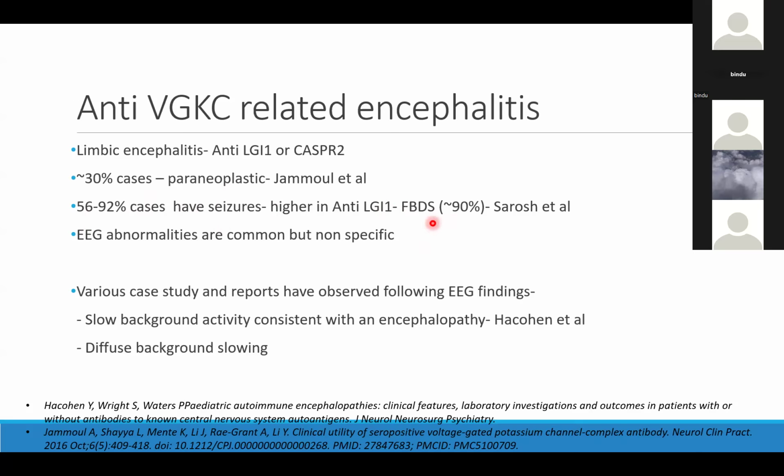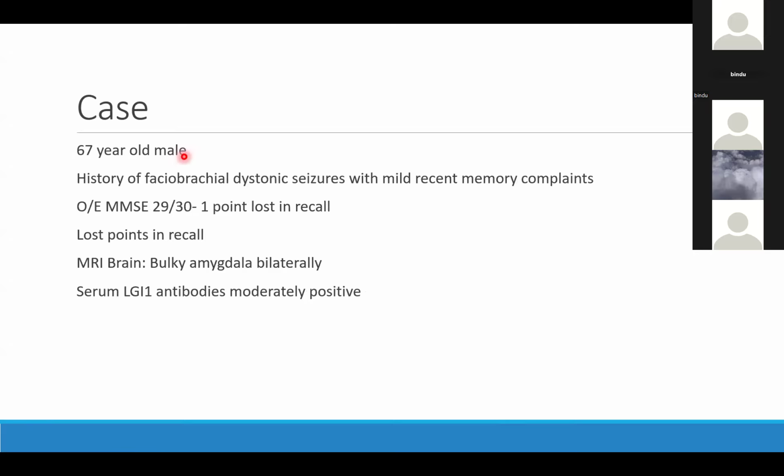Various studies and reports have observed findings like slow background activity consistent with an encephalopathy, as well as diffuse background slowing, along with facio-brachial dystonic seizures. And this is a case of a 67-year-old male with a history of facio-brachial dystonic seizures with mild recent memory complaints. On examination, his MMSE was 29/30. 1 point was lost in recall.